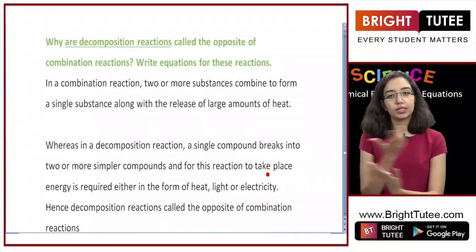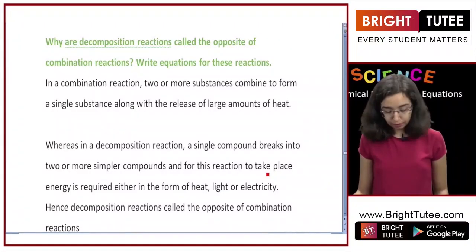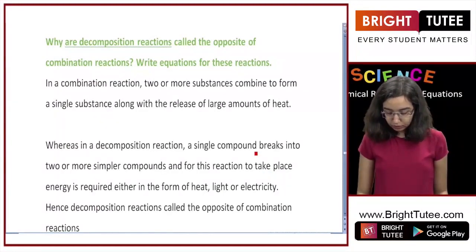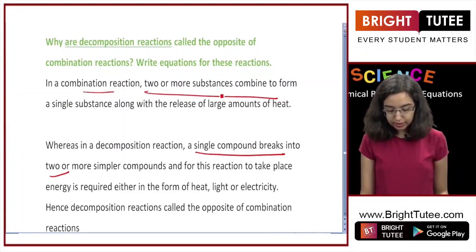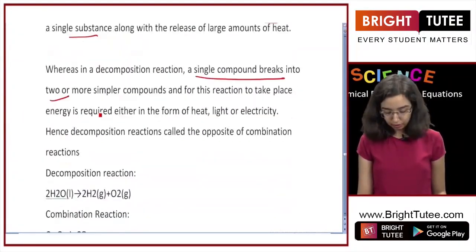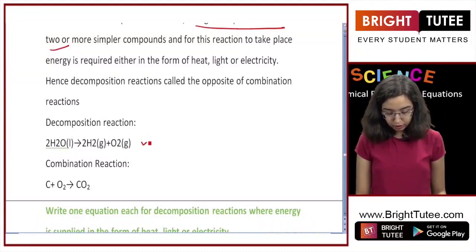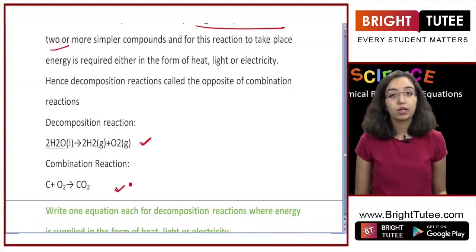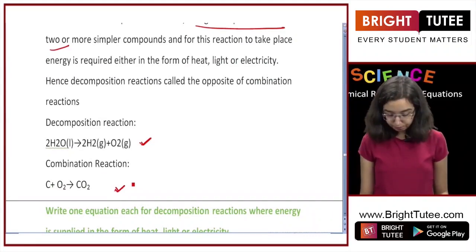The reactant and product sides look the exact opposite. In decomposition, a single compound breaks into two or more substances, whereas in combination, two or more substances combine to form a single compound. An example of decomposition can be electrolysis of water, and of combination can be burning of carbon in the presence of oxygen.